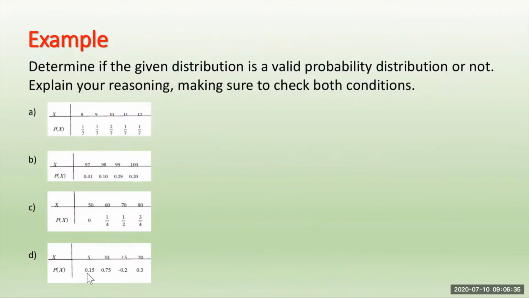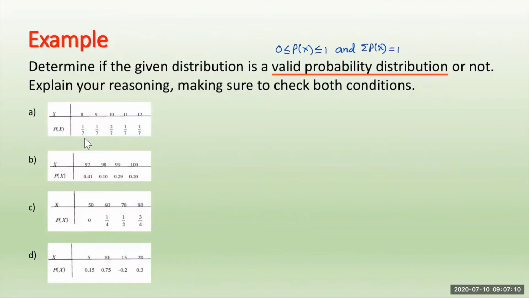When I say a valid probability distribution, if you remember, it has to follow two things. That is, all the probabilities must be between 0 and 1. That is the first condition. And the sum of all probabilities, if you add all probabilities, that must be equal to 1. So if these two conditions are true, then we say that it is a valid probability distribution. And we are going to check that for each of these.